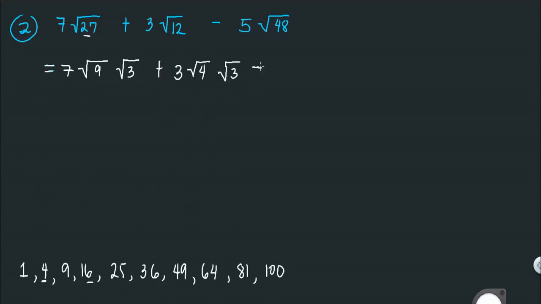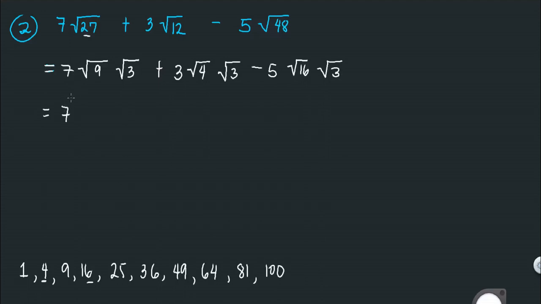Yes. What about 5? Square root of 48. So, square root of 48, I think 48 is the multiple of 16. So, meron tayong square root of 16. No? 48 divided by 16, that is 3. Okay? So, yes, 16 times 3 is 48. No, ngayon, simplify natin. No? Ito yung next step natin.